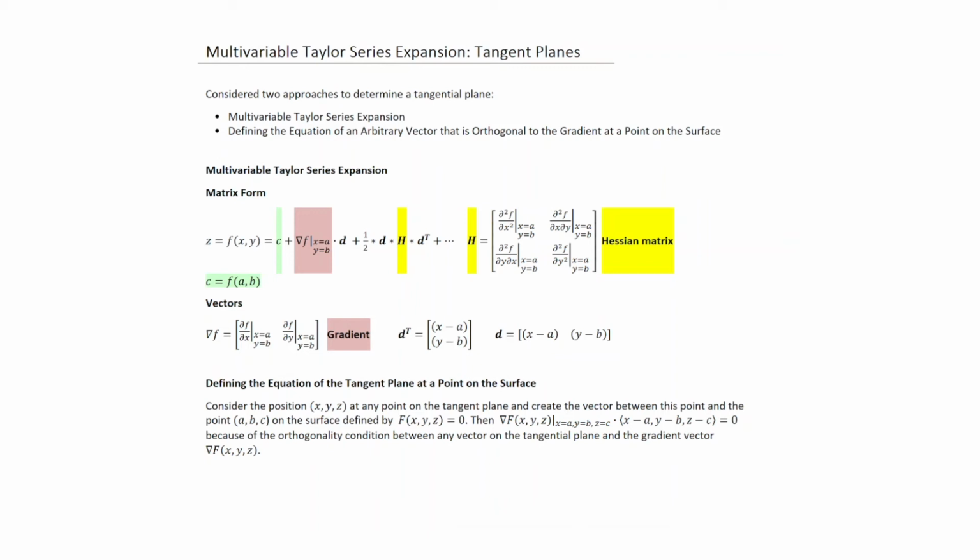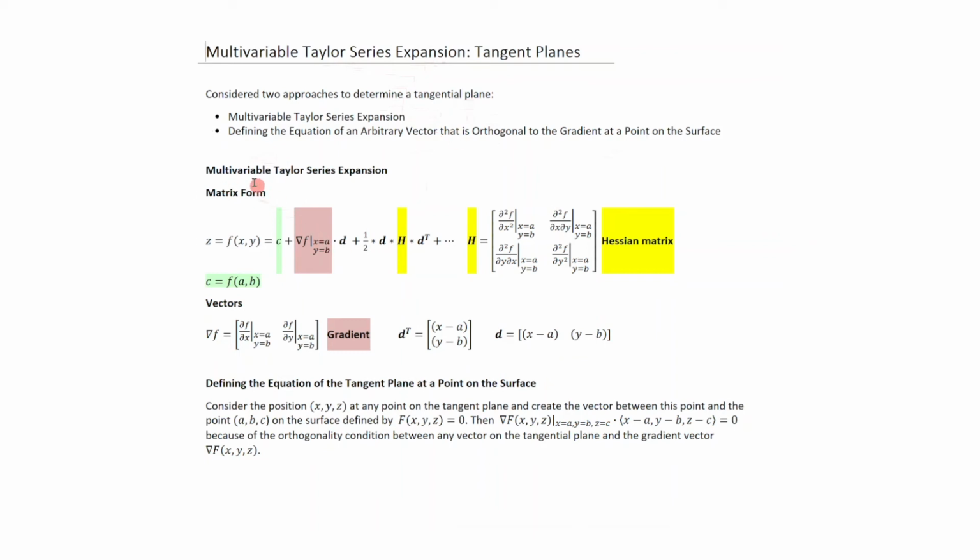Then we basically looked at tangent planes, but we extended this notion to other applications, in which case we were dealing with physical problems. And we didn't necessarily call them tangent planes, but mathematically that's what they were. And so we looked at a multivariable Taylor series expansion of a particular function. And so we looked at this as being one approach for tangent planes, and also defining the equation of an arbitrary vector that is orthogonal to the gradient at a point on the surface. So two different approaches we used to determine a tangential plane.